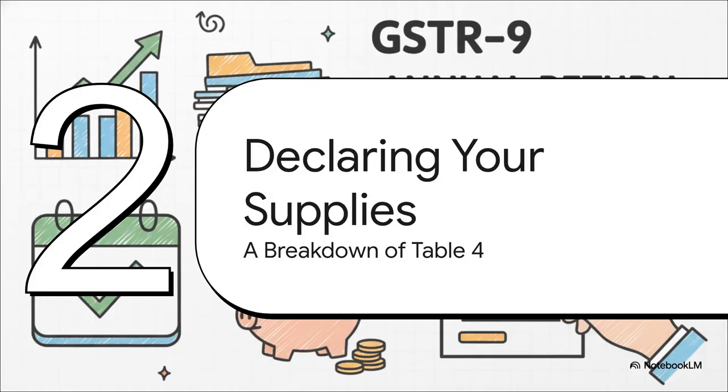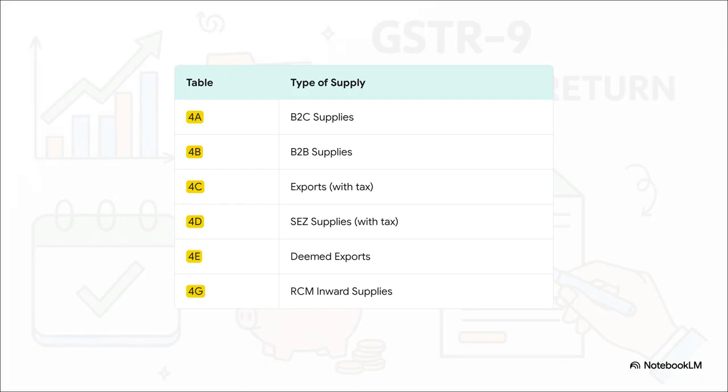All right, now we're getting into the real nitty-gritty of the form, starting with how you report all the sales your business made. This is where you declare your total supplies, and it all happens in a section called Table 4. Table 4 is all about sorting your sales on which you've paid tax. The whole idea is to separate your transactions based on who you sold to. So you have to split up your business to consumer, or B2C sales, that's your regular customers, from your business to business, or B2B sales, to other GST-registered companies.